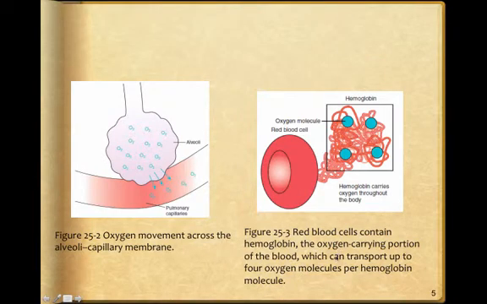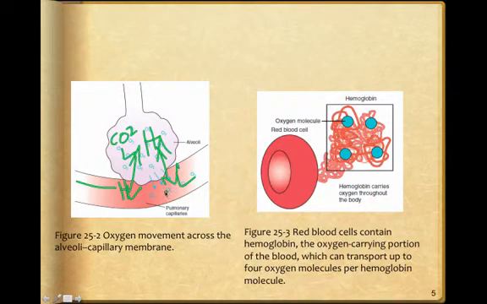Figure 25.2, oxygen movement across the capillary alveolar membrane. Again, it goes from an area of higher concentration to an area of lower concentration. When we're talking about CO2, this is an area of lower concentration, and the returning supply would be an area of higher concentration. So all these things really do is just balance. The hemoglobin molecule itself is what carries the oxygen, and that's figure 25.3.